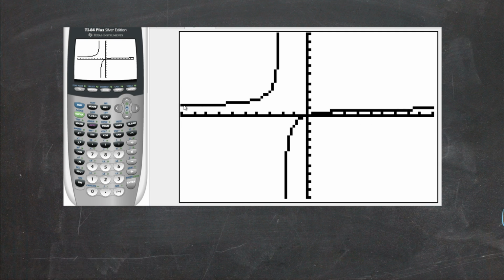So there you go. The asymptotes are where the graphs get so close, they just don't cross. They get very, very close, but they never cross. So there you have it, asymptotes, Algebra 2, enjoy.